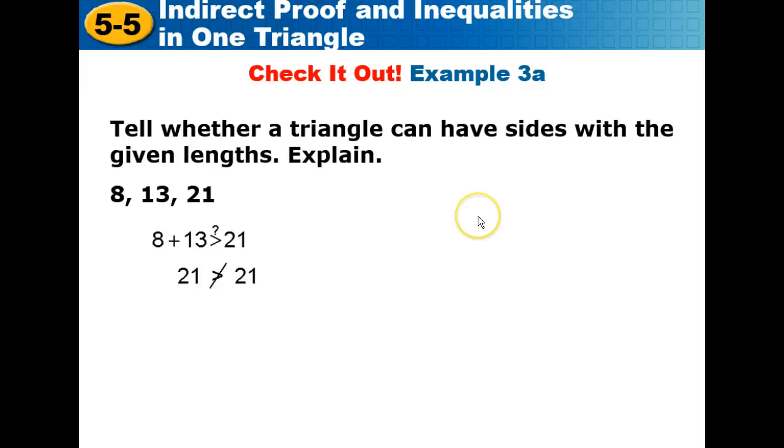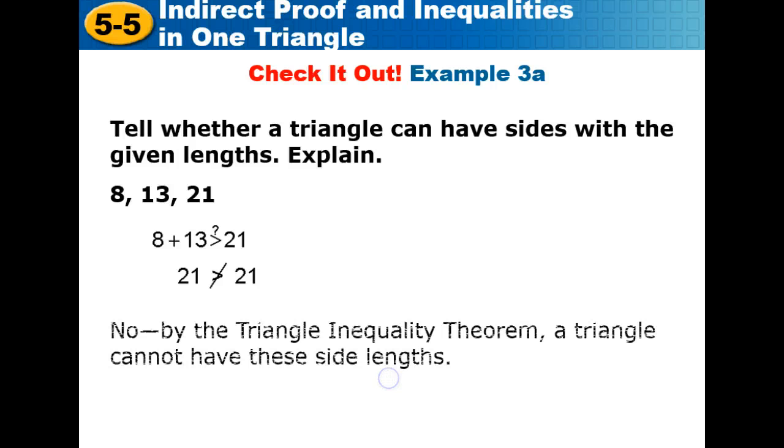Okay, just to summarize, let me walk you through one more example. This one, we only had to add the first two sides and we got something that was equal to the third side. That also cannot form a triangle, so you would say that it is not a triangle.